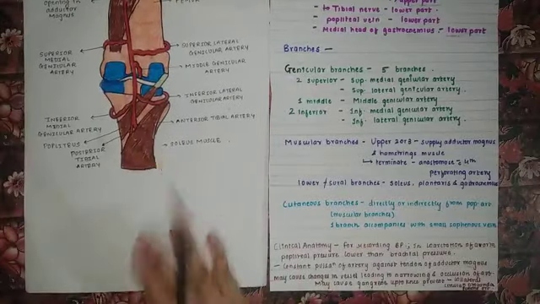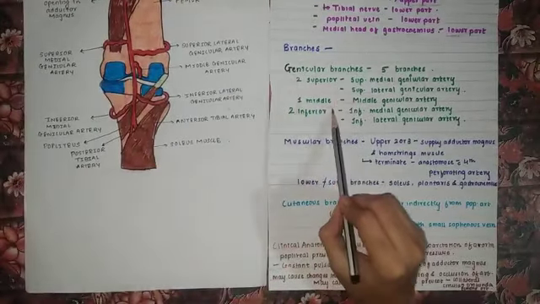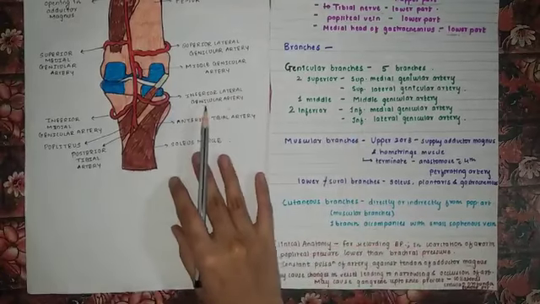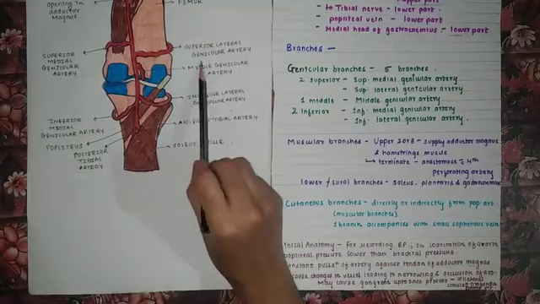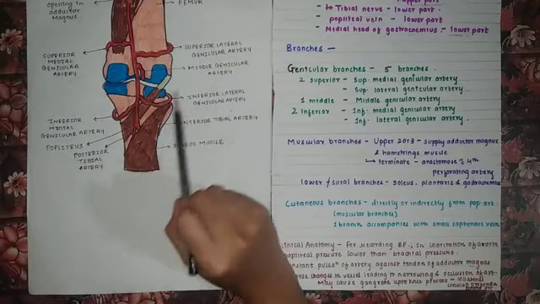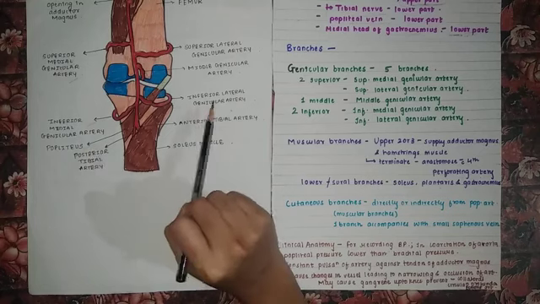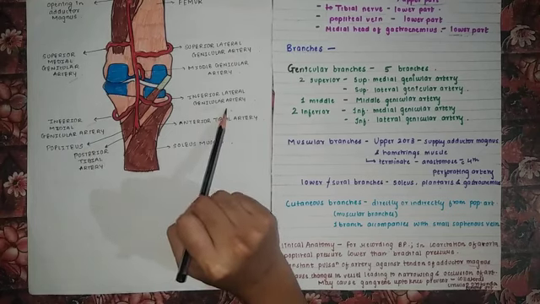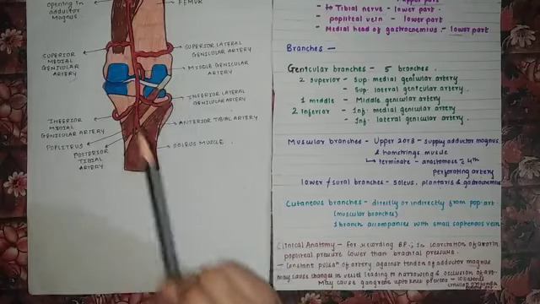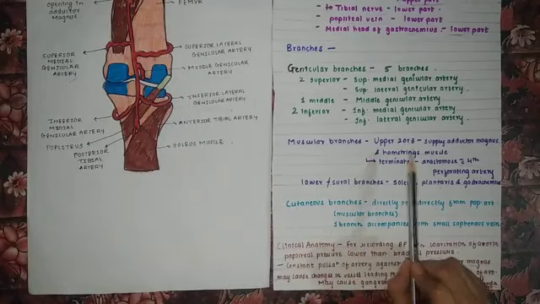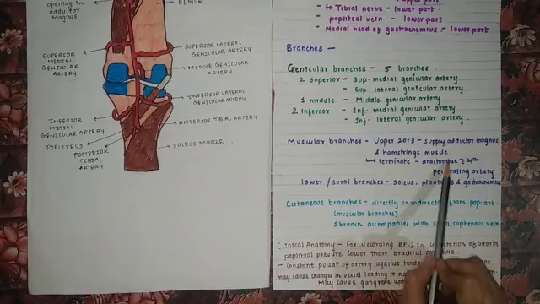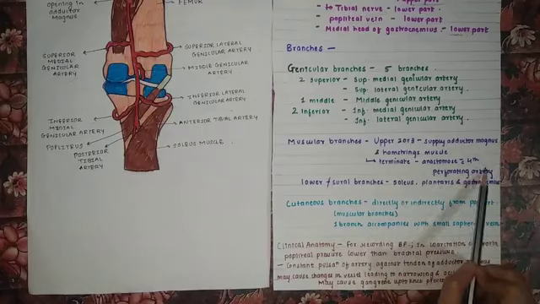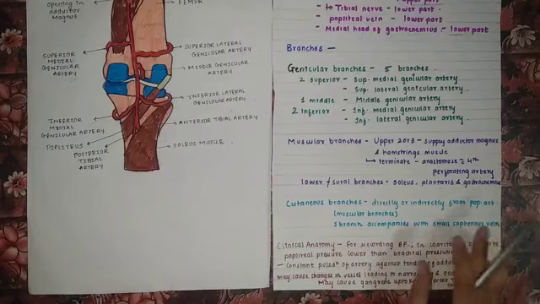Its branches: it has 5 genicular branches, 2 superior, 1 middle and 2 inferior. 2 superior genicular branch: superior medial genicular artery, superior lateral genicular artery, inferior medial genicular artery, inferior lateral genicular artery and middle genicular artery. It also has muscular branches, upper 2 or 3, which supply the adductor magnus and the hamstring muscles. It terminates by anastomosing with 4th perforating artery.